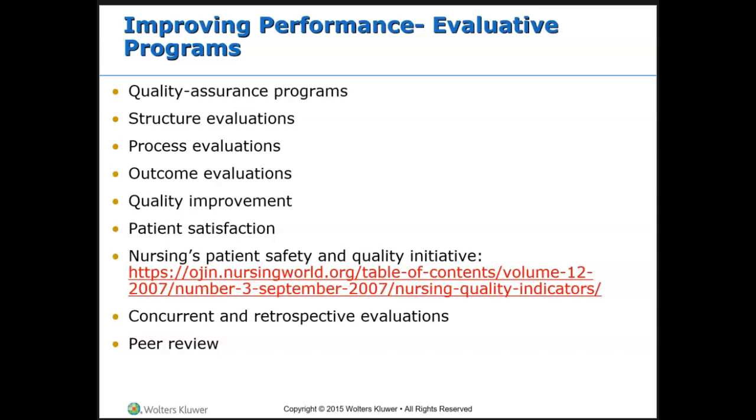A structural evaluation focuses on the environment of care. This could be the facility, maybe the equipment, maybe organizational policies and procedures, or the fiscal and personnel resources. It focuses on all of that, right? A process evaluation looks at the nurses carrying out the nursing process correctly and effectively. Outcome evaluation looks at the patient's outcomes after nursing care has been delivered.